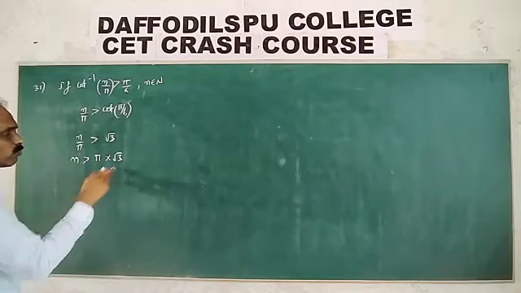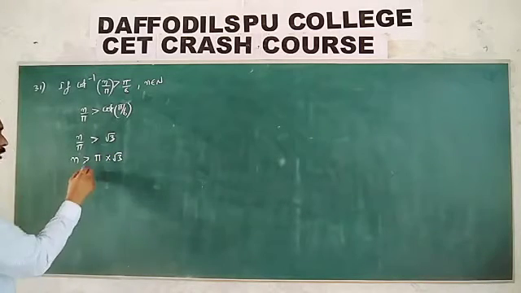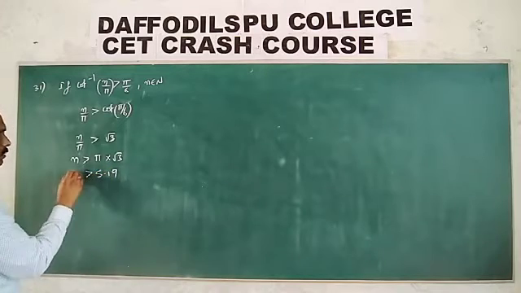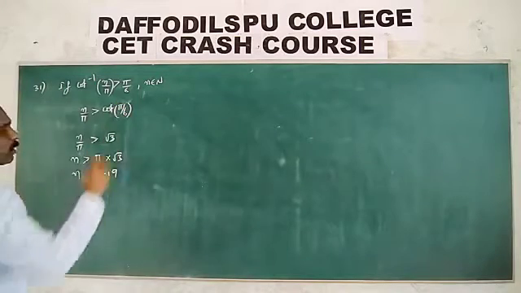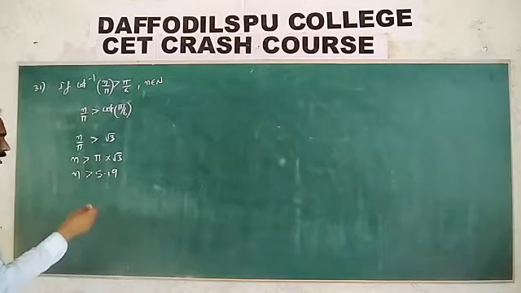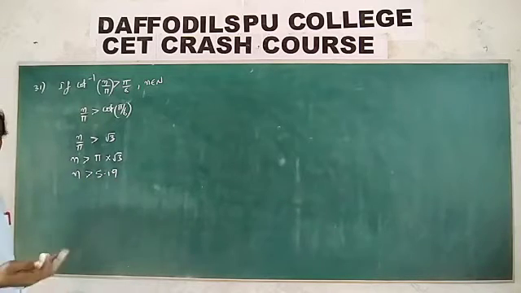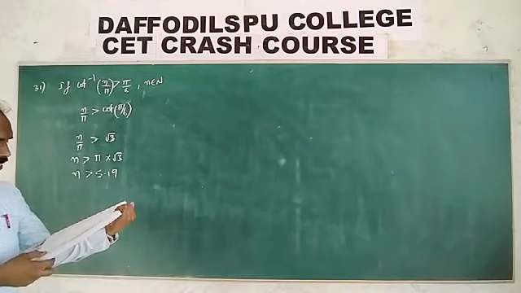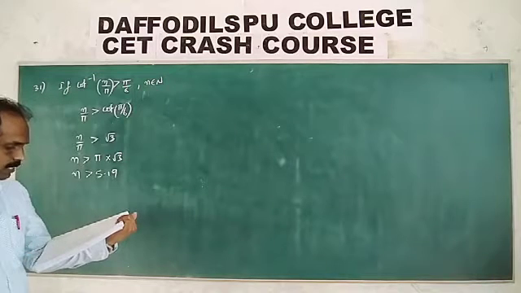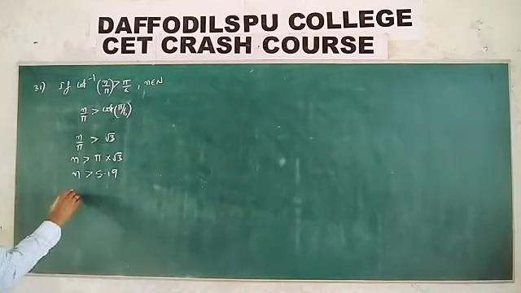This value pi is 3.14 and root 3 is 1.72. Approximately that value is 5.19. So n belongs to natural numbers above 5.19, that is nothing but 6. They ask n, so n is equal to 6. Right. Second option.